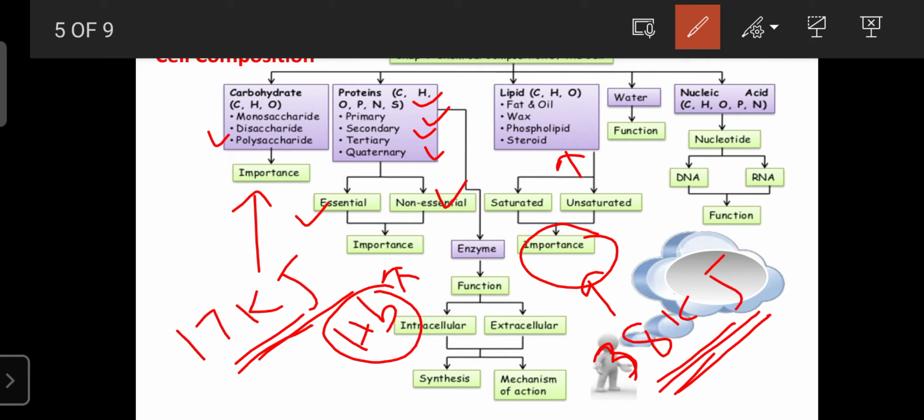The next main components are the cell components present in a cell, that is the nucleic acids. They are made from carbon, hydrogen, oxygen, phosphate and nitrogen. The nucleic acids are mainly helpful for the formation of nucleotides.